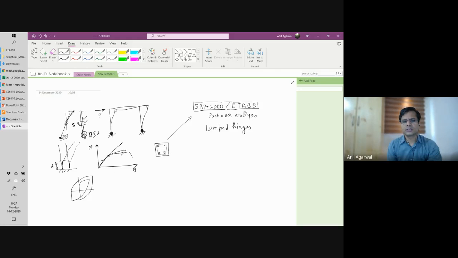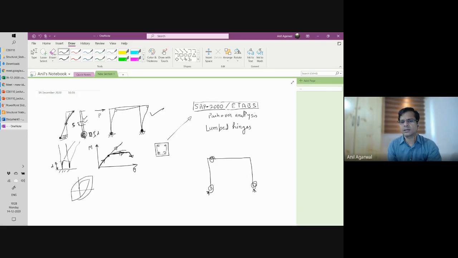Which basically says that when you load it, if a hinge is forming, then it will follow this path and it will go this way. If the hinge is not forming, it will follow this path. So what they say is that the hinge is confined here. So basically they change this system, this distributed plasticity or distributed hinge system, into a lumped hinge system, as I've explained here. So one hinge exists here, another hinge exists here. Maybe you can put more hinges.